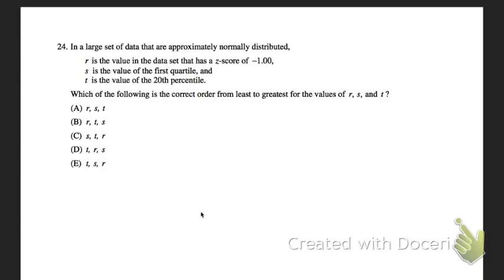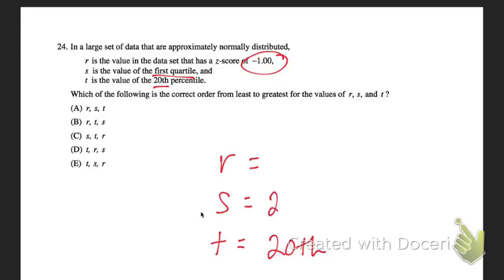RTS. Okay, this one gives you a z-score of negative 0.1, first quartile, and 20th percentile. So R, S, and T. We're gonna convert them all to percentiles. T is the 20th. S would be what percentile? 25th. And if you have a z-score of negative 1, then you could do a couple things.